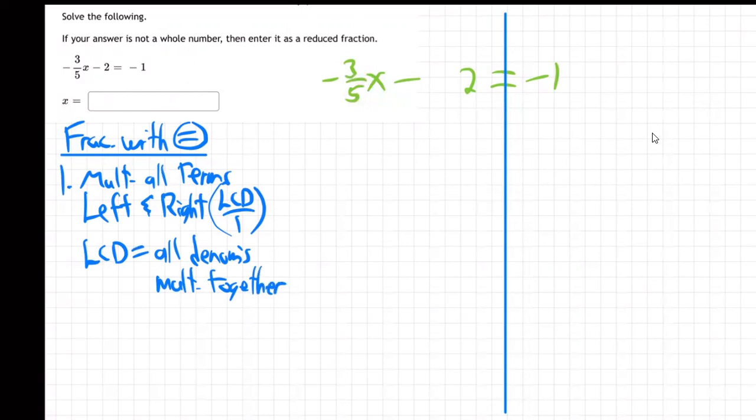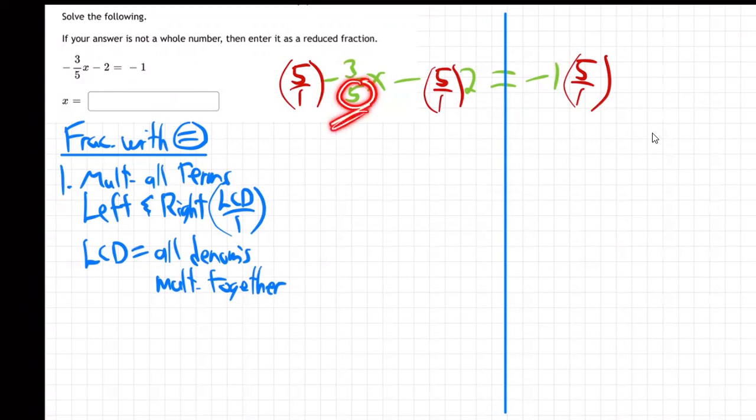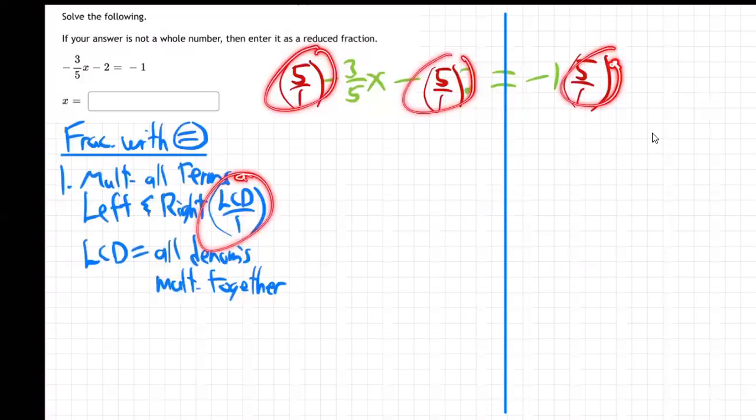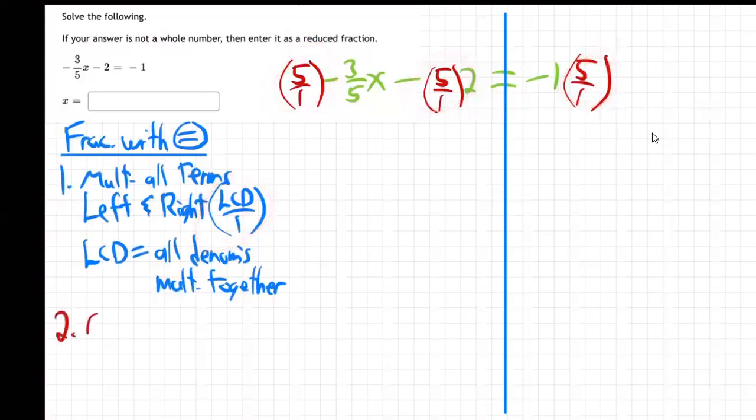So in other words, it's just going to be 5 over 1, 5 over 1, and 5 over 1. LCD over 1, right? The only thing that was under a bar was the 5. So we multiplied all three terms by 5 over 1. With an equal sign, you got to do equal treatment. All the terms on the left, all the terms on the right, by 5 over 1.